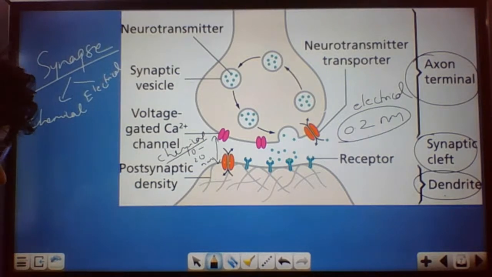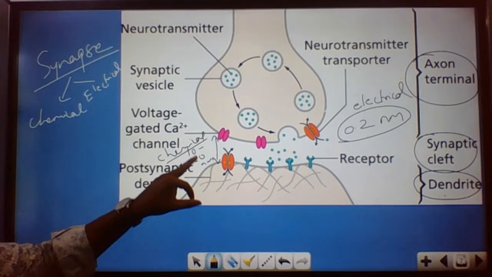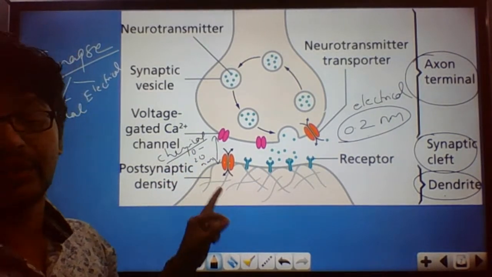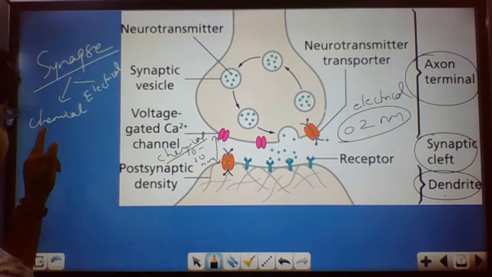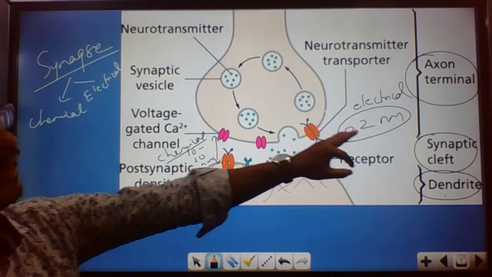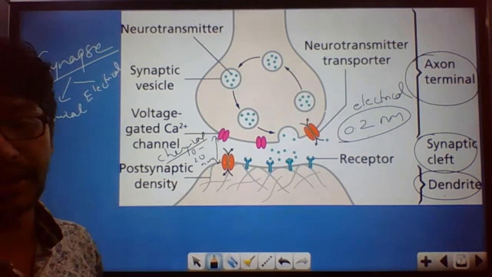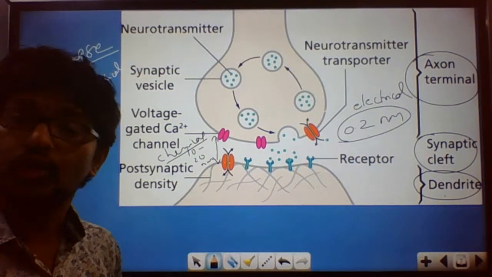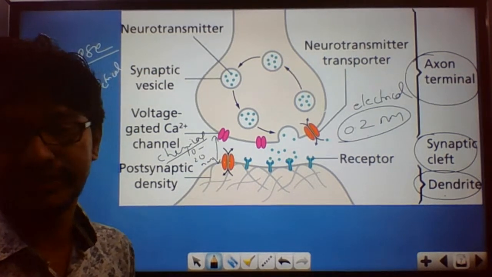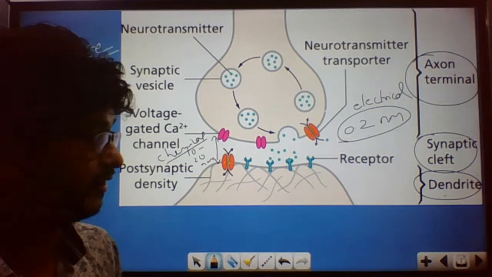Sometimes the question comes: what is the gap of the cleft? It is 10 to 20 nanometer. What is the gap of the chemical synapse? That is also 10 to 20 nanometer, the same. But the electrical synapse is 0.2 nanometer, and practically it's not common in human beings. Only in supernatural cases could you see electrical synapses generated.